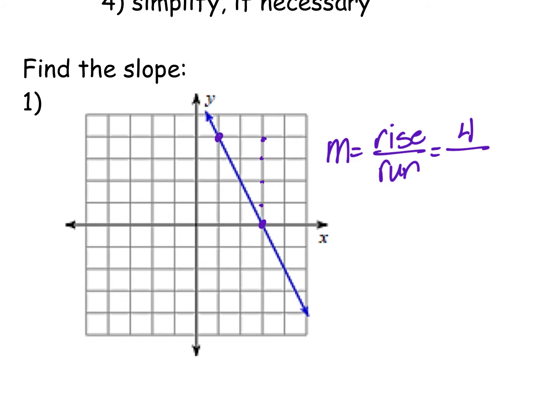So how far backwards am I going? 2. So how do I write backwards 2 as a number? Negative 2, because I went back. That's negative. I went in a negative direction. I'm going 1, 2. That's negative 2. Yes? Oh. And now I'm going to simplify. What's 4 divided by negative 2? Close. Negative 2 over 1. Okay?